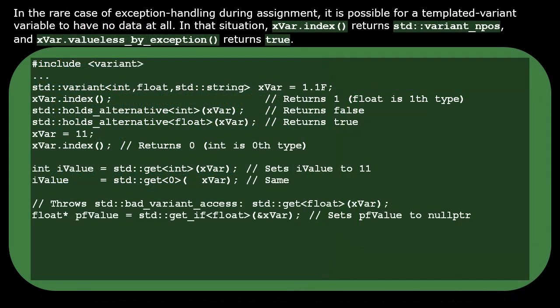In the rare case of an exception that occurs during the assignment of a templated variant variable, it is possible for that templated variant variable to have no data at all. In that situation, there is a valueless by exception function that you can query to see if this has happened.